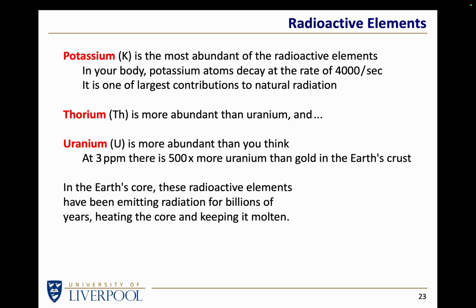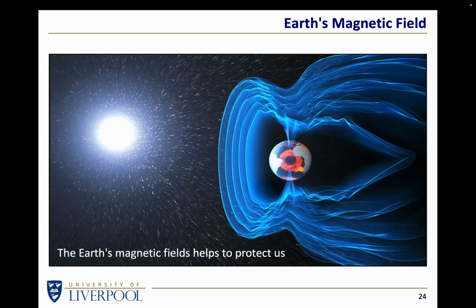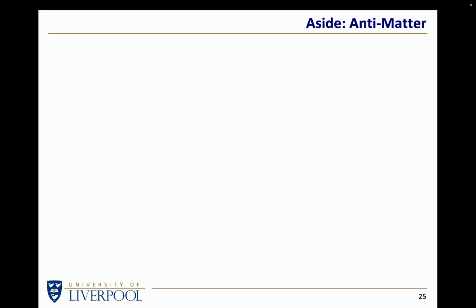And if you have a spinning molten core, then you have a dynamo. And if you have a dynamo, you have a magnetic field. So it's an interesting circle of life that radioactivity in the core provides us with a magnetic field, which to some extent protects us from radiation from the sun, which is an interesting little cycle there.